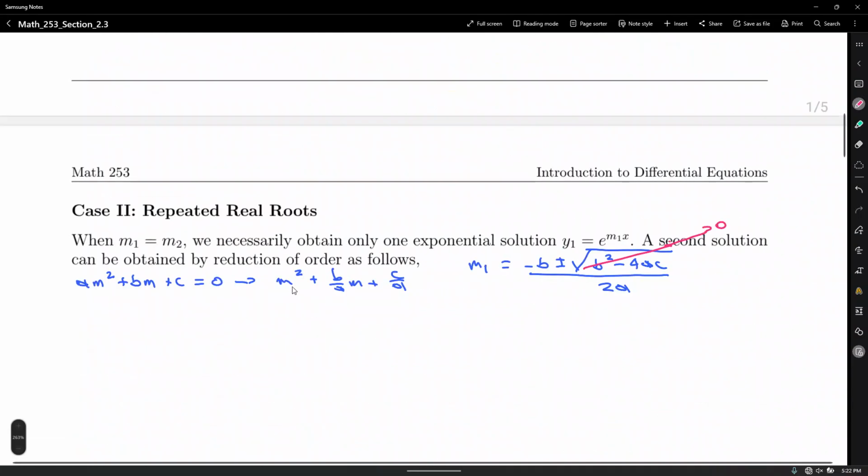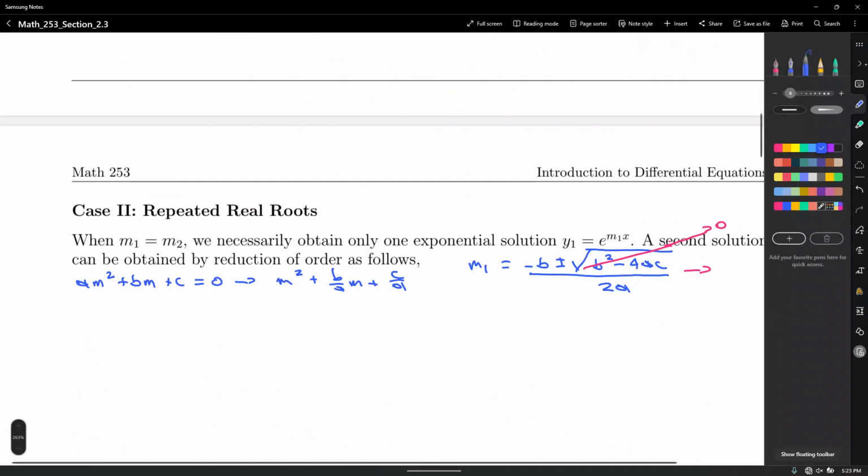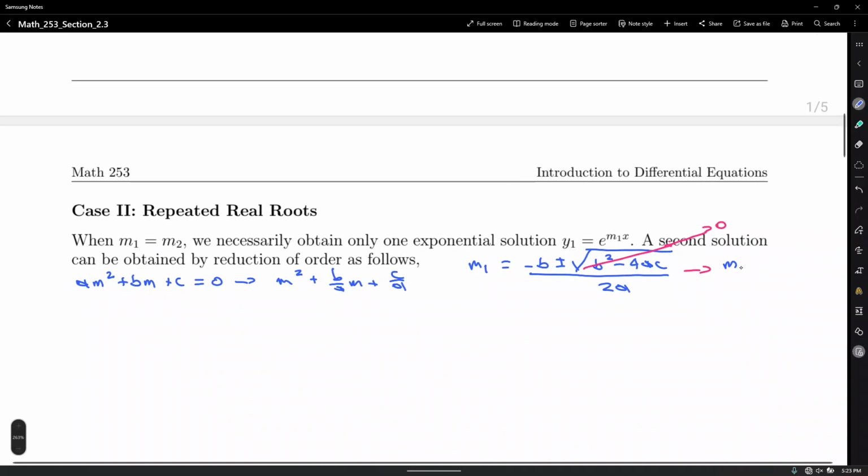So from here I'm going to get the following. m1 equals minus b over 2a. And just for fun, I'm going to keep only minus b over a equals 2 m sub 1. You'll see why I'm doing this. Let's save this for later. I'm going to put a star to it. Save it for later.